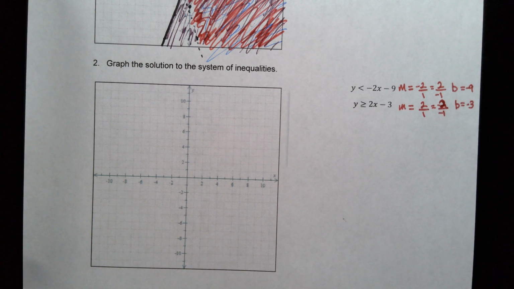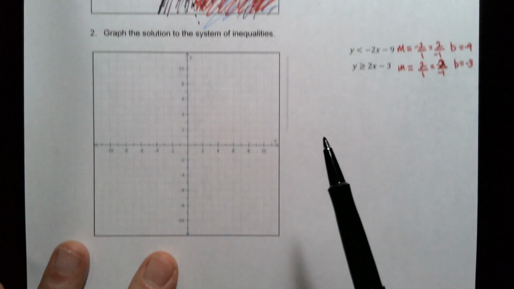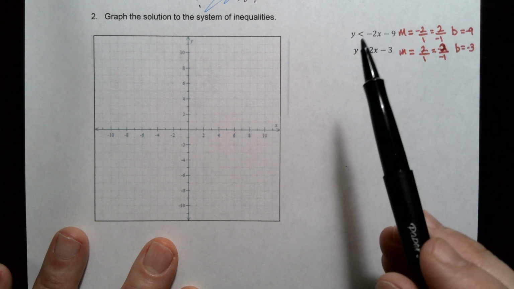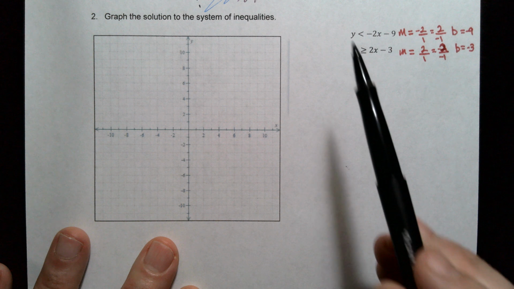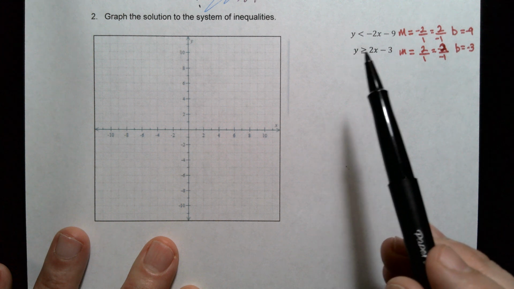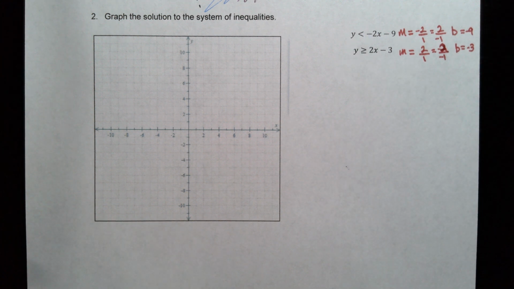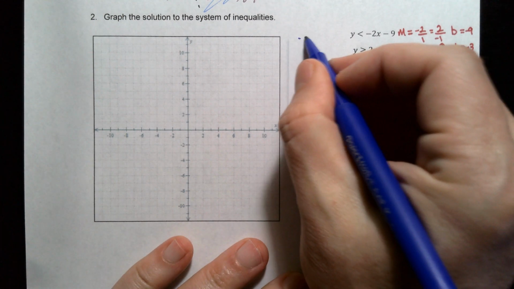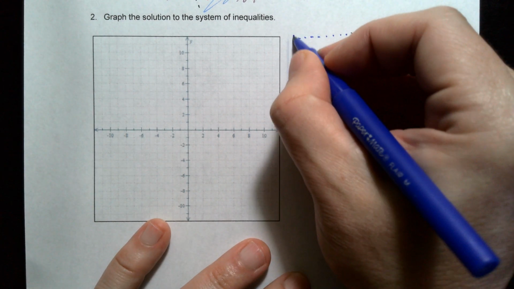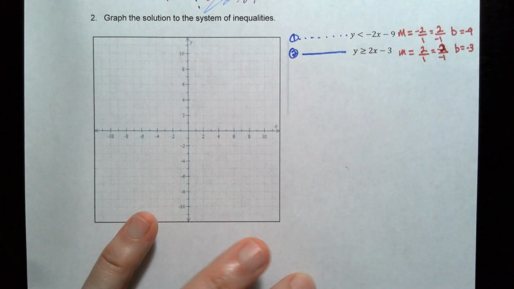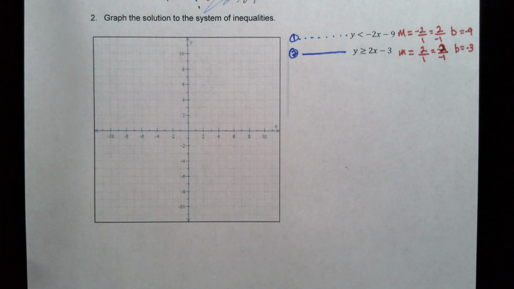Okay, so let's graph these. Remember about the solid and the dotted lines. This has no line underneath, so it'll be a dotted line. This whole line will be a dotted line. And this one has a line, so it will be a solid line. So this one is dotted, and this one is solid. We'll call this line number 1 and that line number 2 to keep ourselves organized.